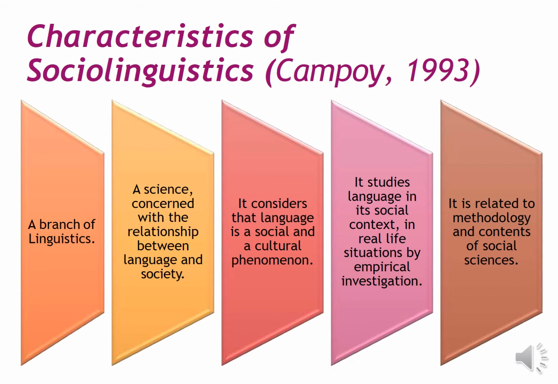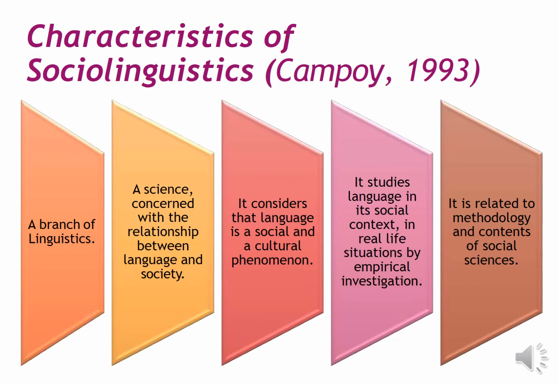After that, we have the most prominent characteristics of sociolinguistics as defined by Conway in 1993. First of all, it's a branch of linguistics. The most prominent characteristic is that it is associated with the branch of linguistics. The second characteristic of sociolinguistics is that it puts a relationship between language and society.